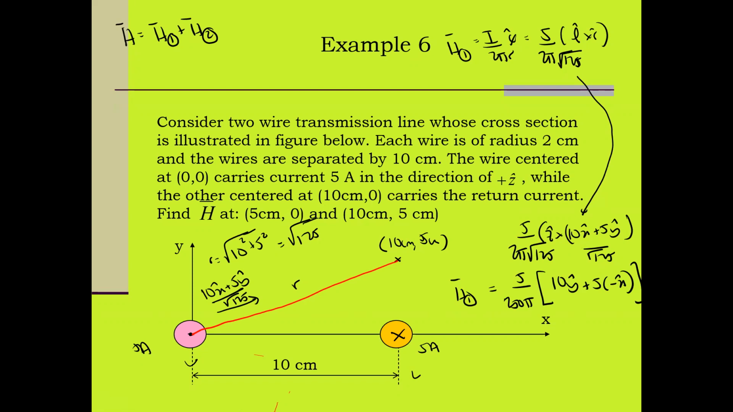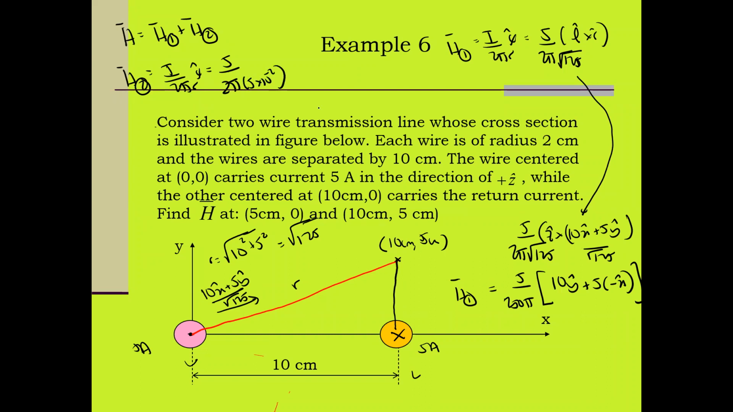That is the contribution of the H field due to the first current of 5 ampere directed towards positive Z. For H2, which is due to the 5 ampere current here, H2 will equal I over 2 pi R in the phi direction. I is 5 ampere, so we have 2 pi. R is the distance from this line to the point of 10 centimeter, 5 centimeter, so R should be equal to 5 centimeter.